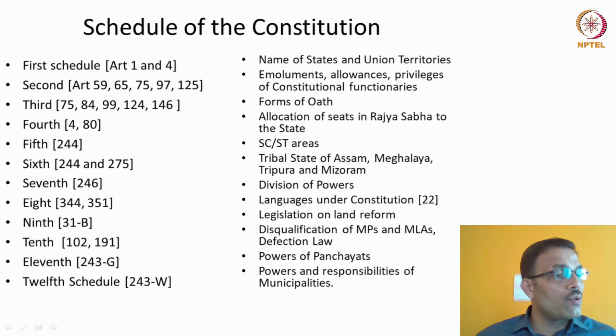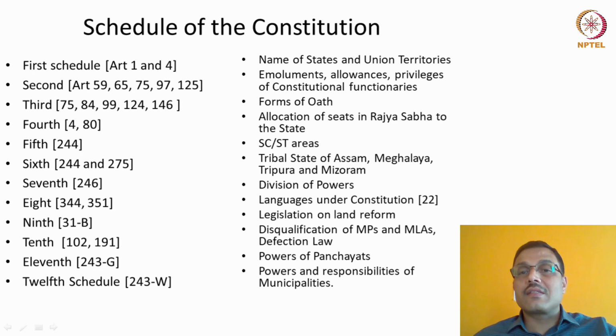And the first schedule of the Constitution, which covers Article 1 and 4, are generally the names of the states and their territorial jurisdiction, the name of the union territory and its extent. That's what there is in the first schedule.